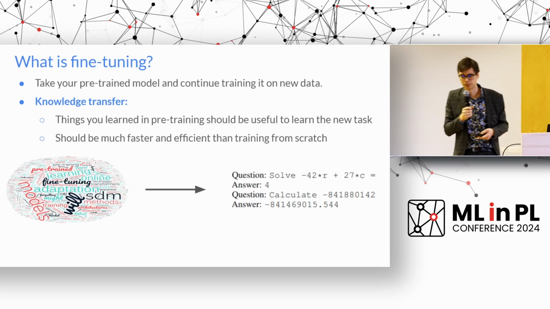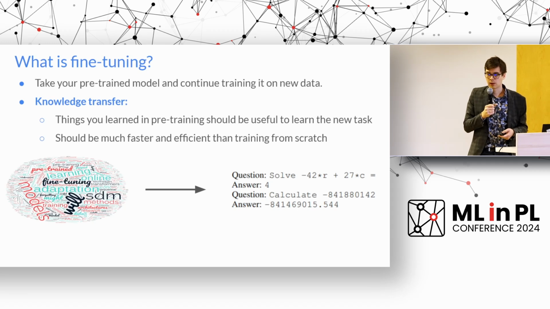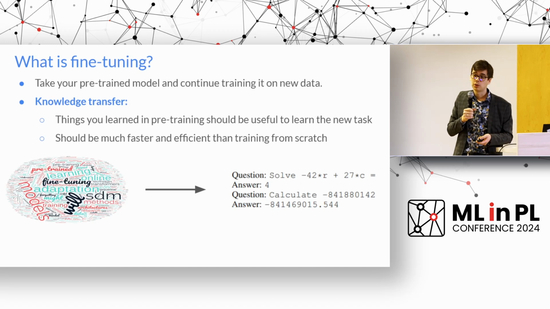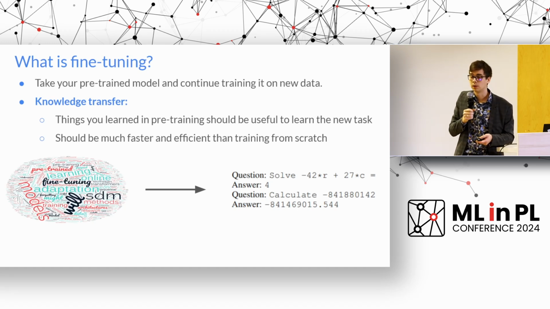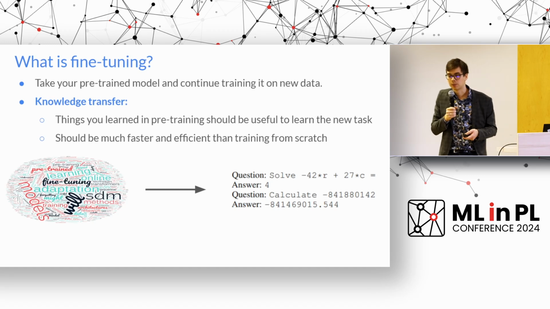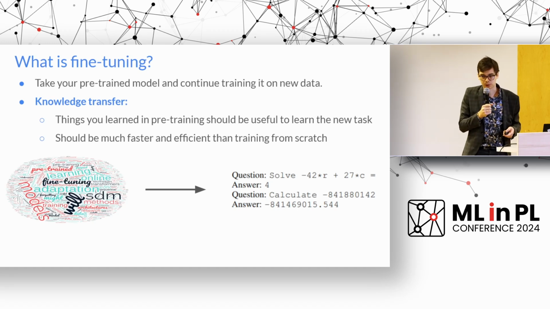One example of such fine-tuning procedure would be on some mathematical task. The intuition is that during your pre-training you saw a lot of mathematical data, and this knowledge can then be used to train on a particular mathematical task much more efficiently.